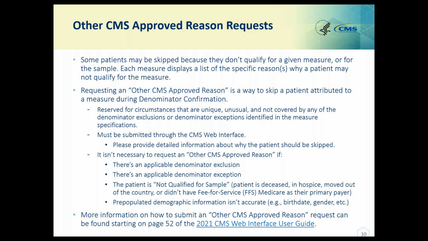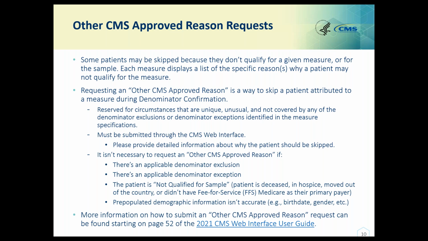for circumstances that are unique, unusual, and not covered by any of the denominator exclusions or denominator exceptions identified within the measure specifications. An other CMS approved reason request must be submitted through the CMS Web Interface, and we ask that you provide detailed information about why the patient should be skipped.